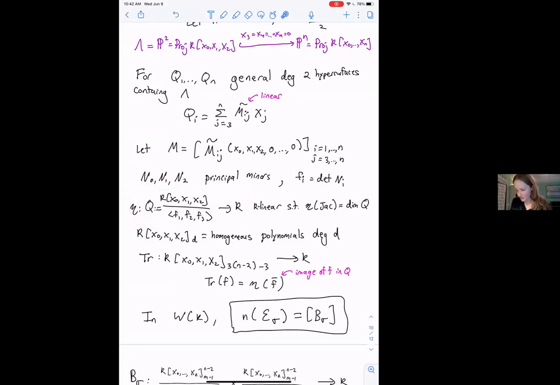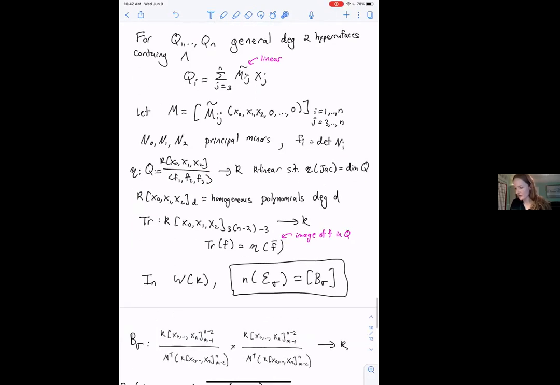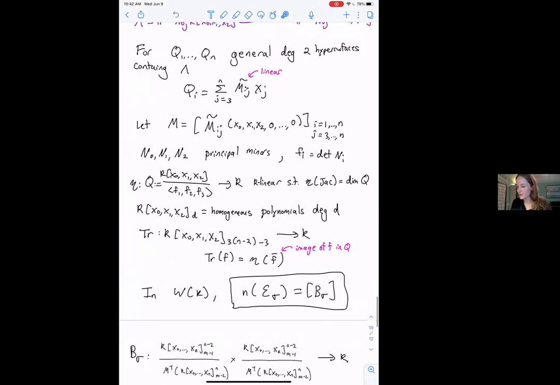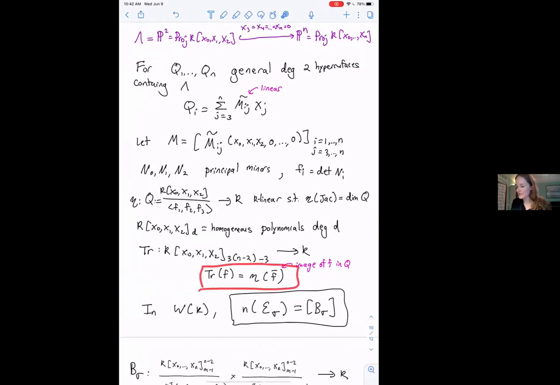So we'll let eta from Q to K be a K-linear map that sends the Jacobian of F1, F2, F3 in the classical sense to the dimension, and let K[X0, X1, X2]_D be homogeneous polynomials of degree D. And then we'll let trace take a homogeneous polynomial of degree 3 and -2, -3 to K to just be eta of F bar. This really is the trace in the sense of coherent duality. And then in the Witt group, this is the Grothendieck-Witt group divided by hyperbolic forms.